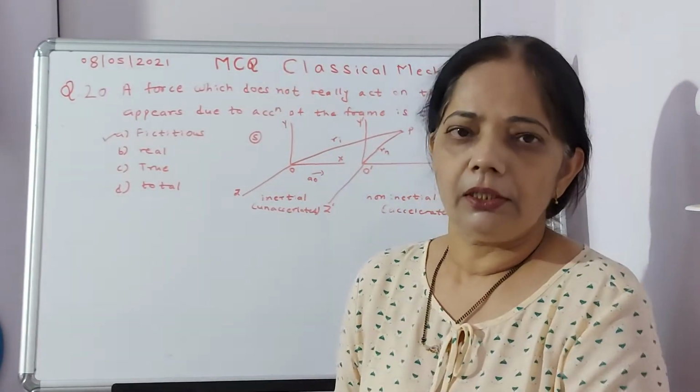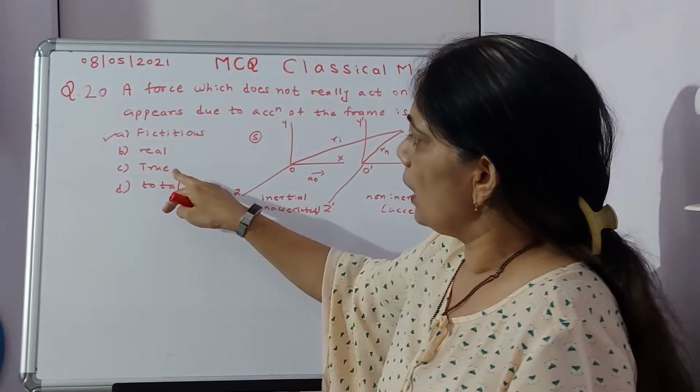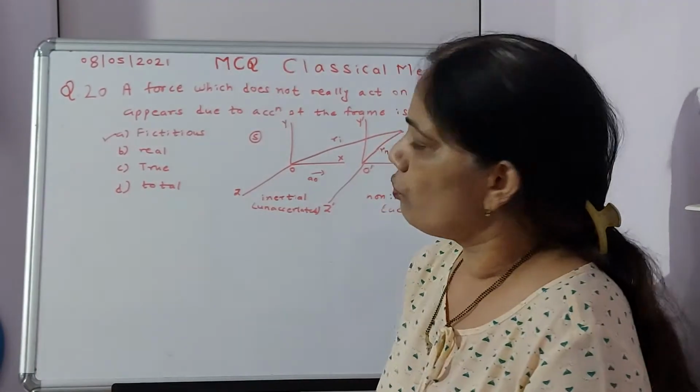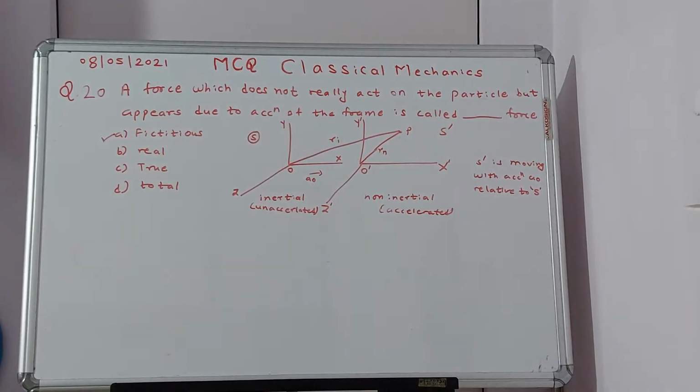So we'll come to problems very soon. So this is your simplest question. It can't be real, can't be true, can't be total. Right? So this is what we have understood in question number 20. We'll move towards question number 21 now.